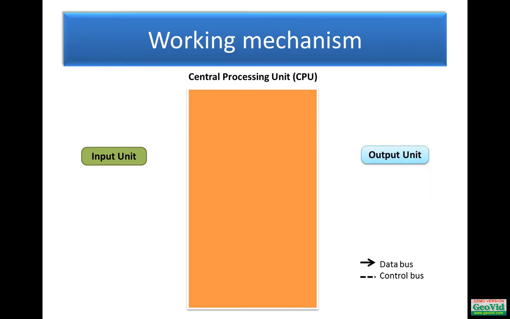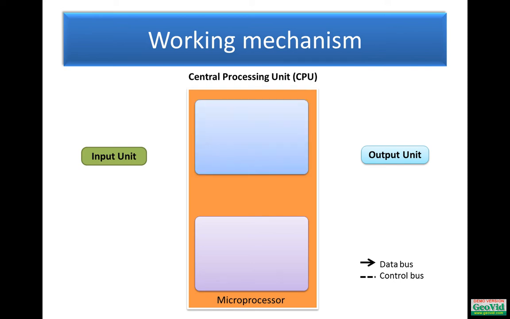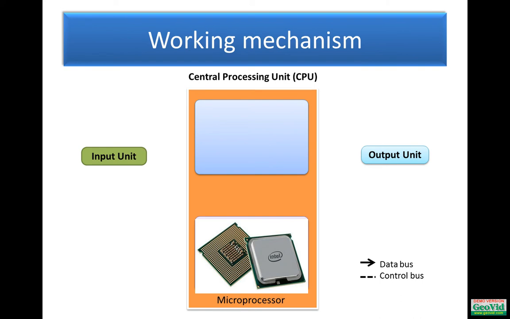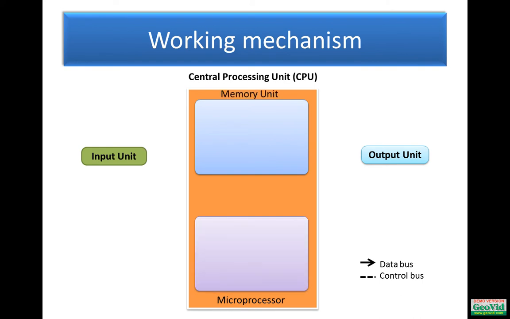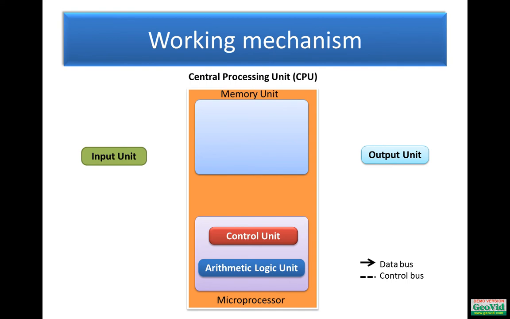Now you can see inside the CPU we also have a very important component, the main electronic component of our computer, called the microprocessor. You can see an Intel microprocessor shown in the figure, and there is another memory unit, which is a very important part of the computer for calculations. Inside the microprocessor you will find the control unit and the arithmetic and logic unit.